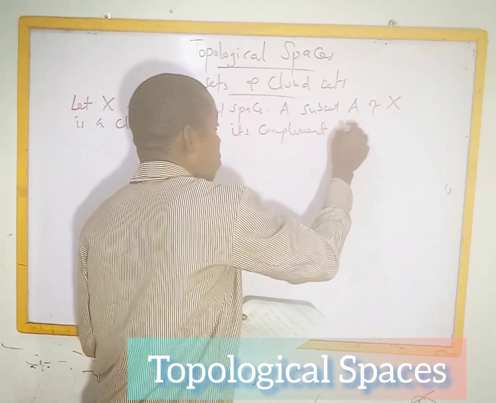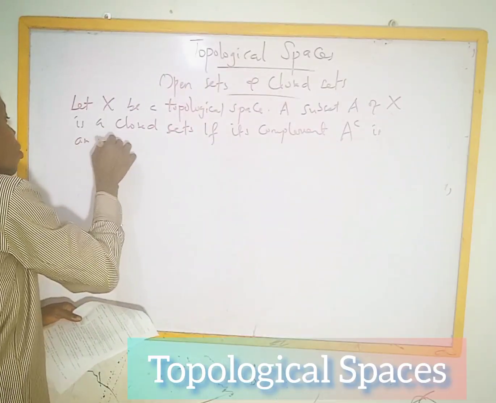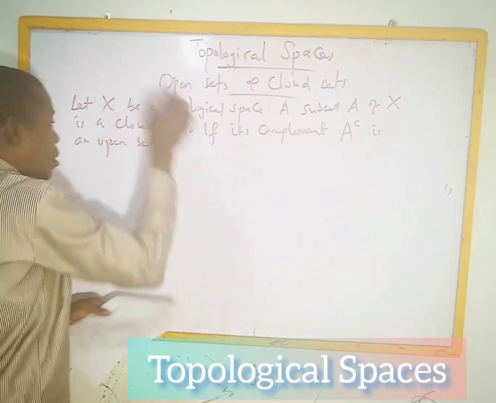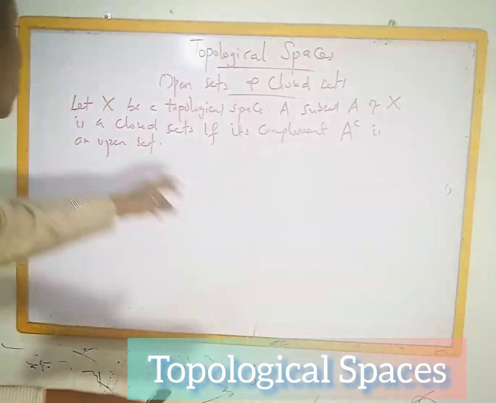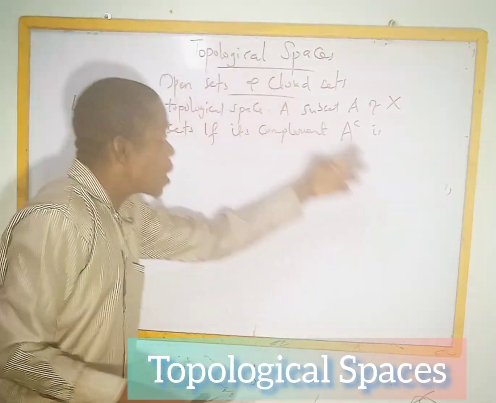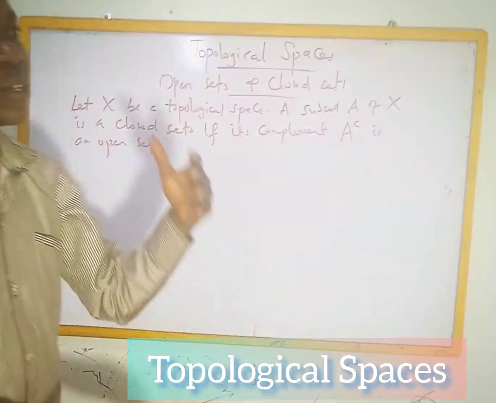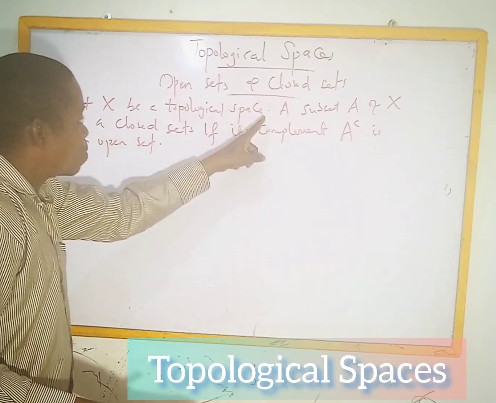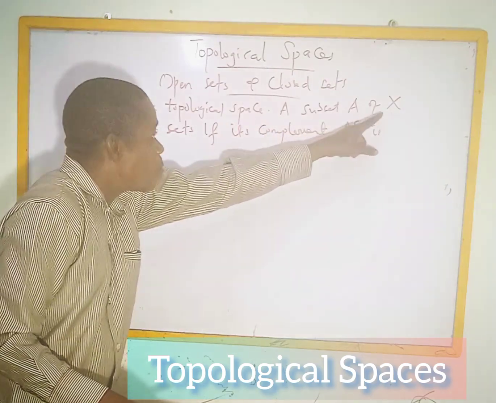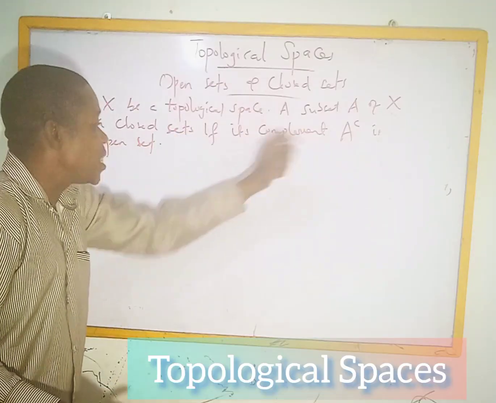That is, the complement of that A is what? It is an open set. We said that an open set is a member of a topology. Now we say: let X be a topological space. A subset A of X is a closed set if its complement is an open set.